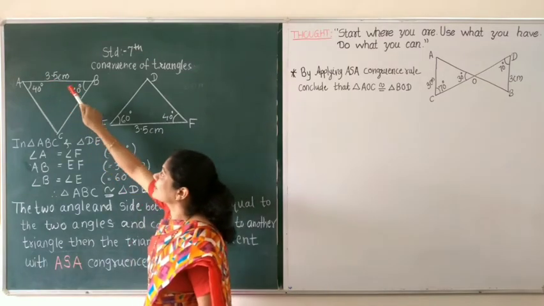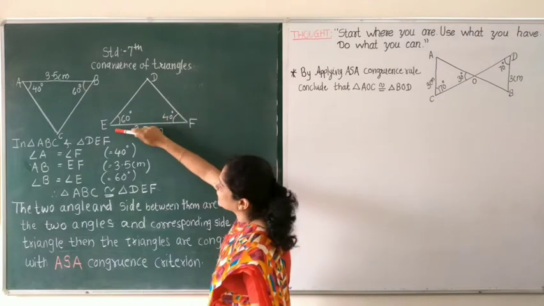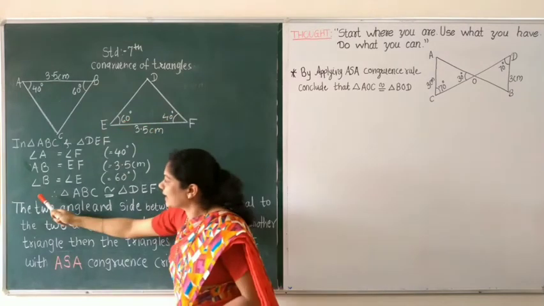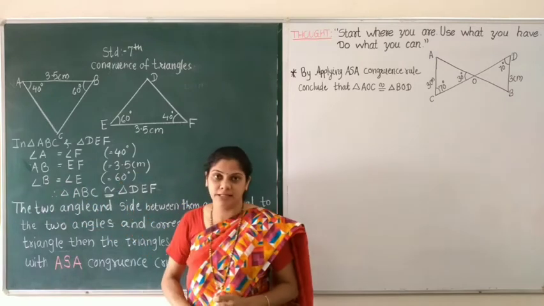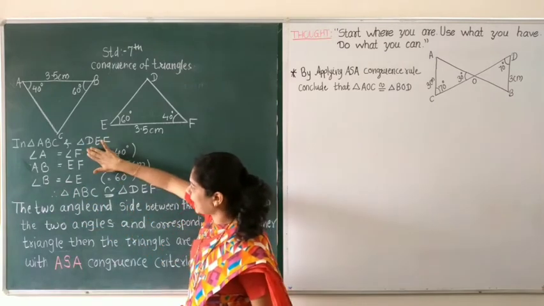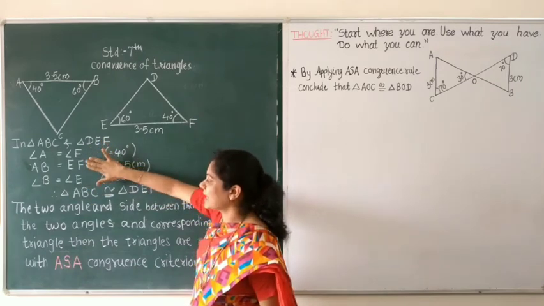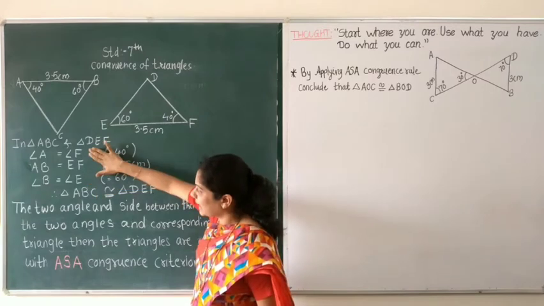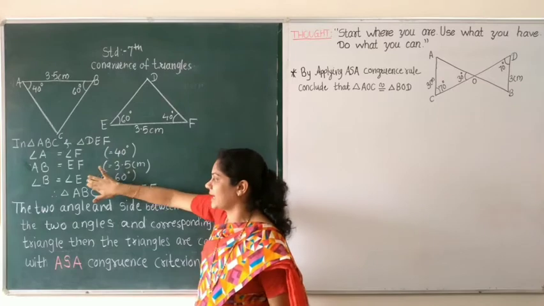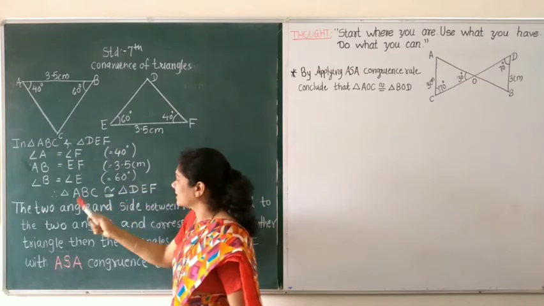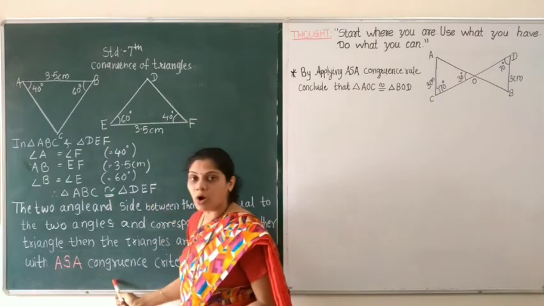After the side, they give us the measurement of angle B, that is 60 degrees, and here angle E is 60 degrees. So we can write angle B is equal to angle E, that is 60 degrees. You can see here is the angle, then side, then angle. That means ASA: angle, side, angle. So these two triangles are congruent. With which rule? ASA congruence rule.